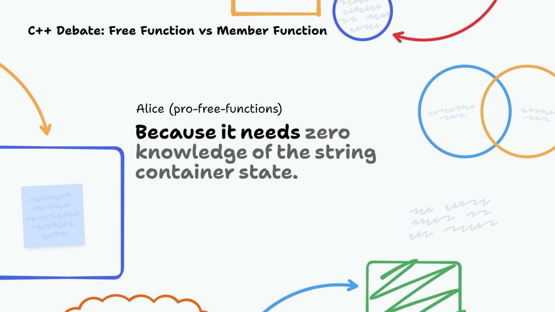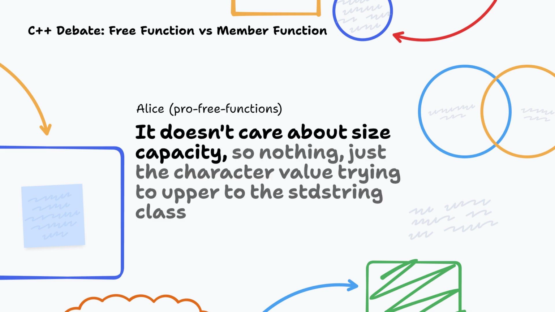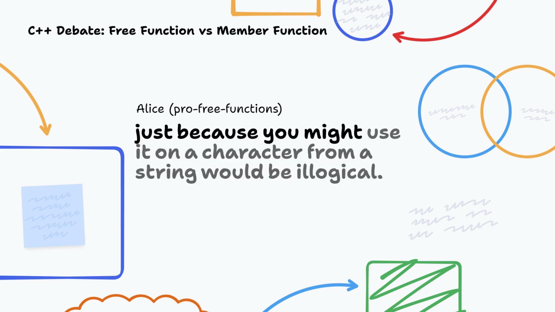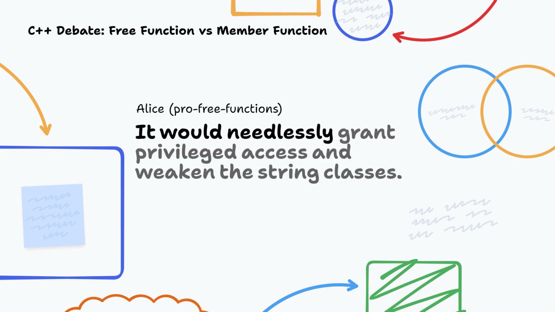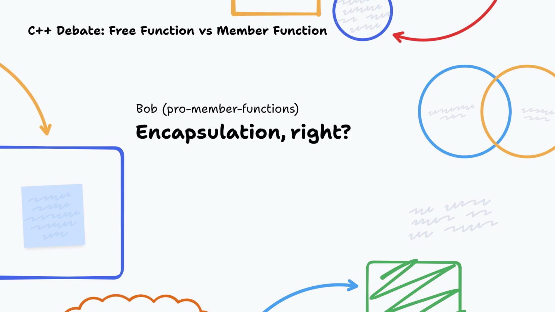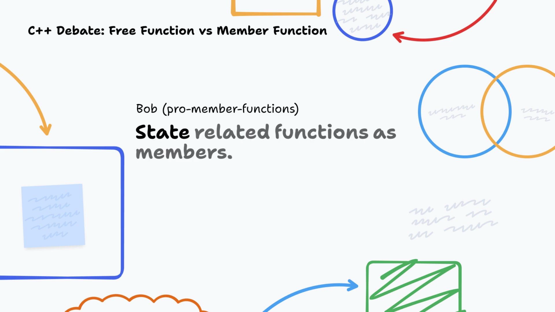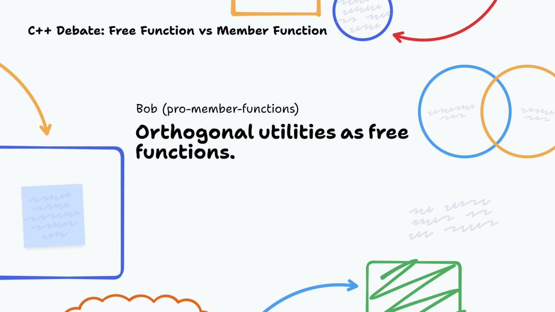Why? Because it needs zero knowledge of the string container state. It doesn't care about size, capacity, SSO, nothing, just the character value. Tying toupper to the std::string class just because you might use it on a character from a string would be illogical. It would needlessly grant privileged access and weaken the string class's encapsulation. Right, that separation makes sense. State-related functions as members, orthogonal utilities as free functions.